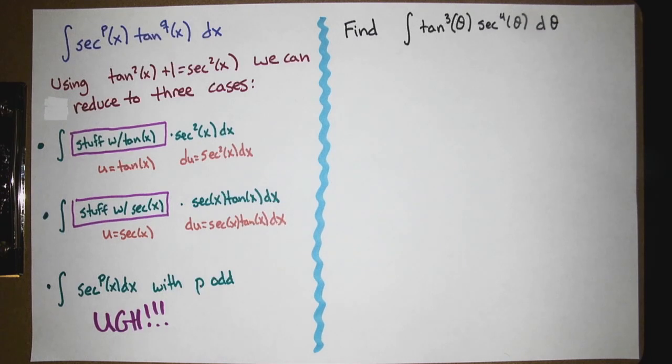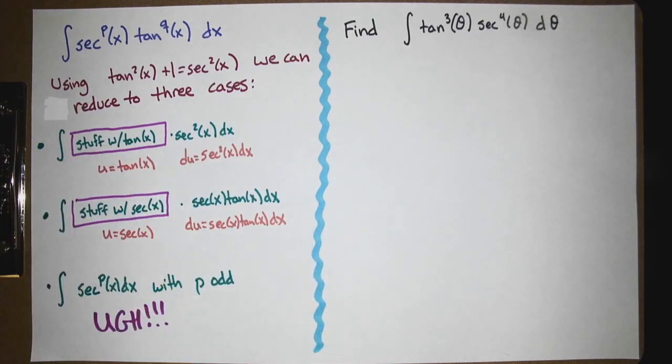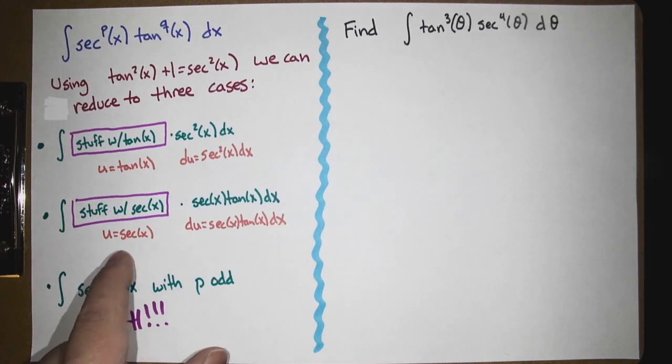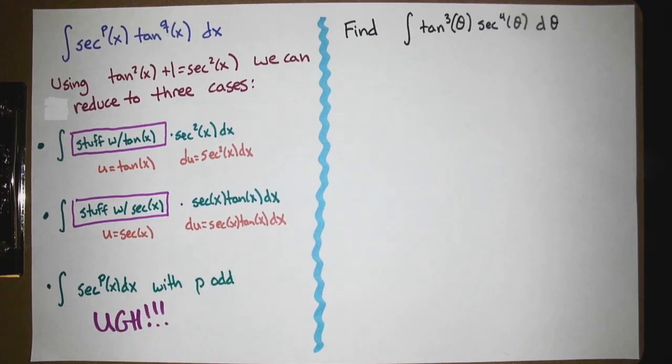The first case says I can move secants and tangents around. So in other words, I can trade a secant squared for a tangent squared or vice versa. I can pull off a secant squared at the end, and everything else is in terms of tangent. And if that's the case, we're like, yes! Because we can make a substitution, u equals tangent, du equals secant squared. Or maybe we can pull off a single secant and a single tangent. So we have a secant tangent at the end. We pull that aside, and we say everything else looks like secant. And we say, great. And then we set u equals secant and du equals secant tangent.